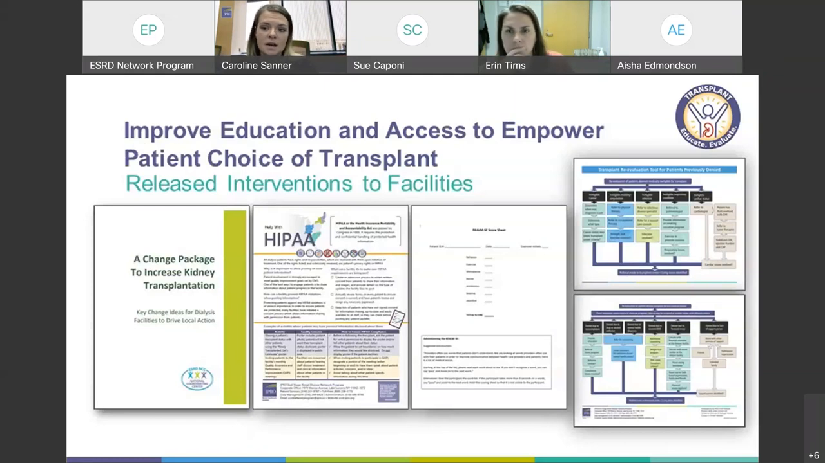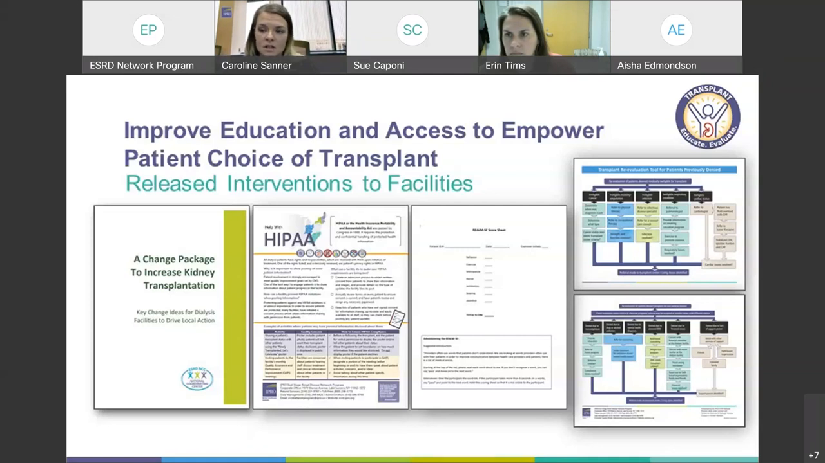In the past 3 months, the network released the following resources to help facilities improve upon their quality improvement activities. The NCC transplant change package is pictured on the far left-hand side of the screen. This change packet is a collection of best practices from high-performing facilities across the nation. This package includes interventions that facilities can use to implement change within their facilities. If you haven't viewed this package yet, I highly encourage you to do so via IPRO Learn and share with other members of your interdisciplinary team.